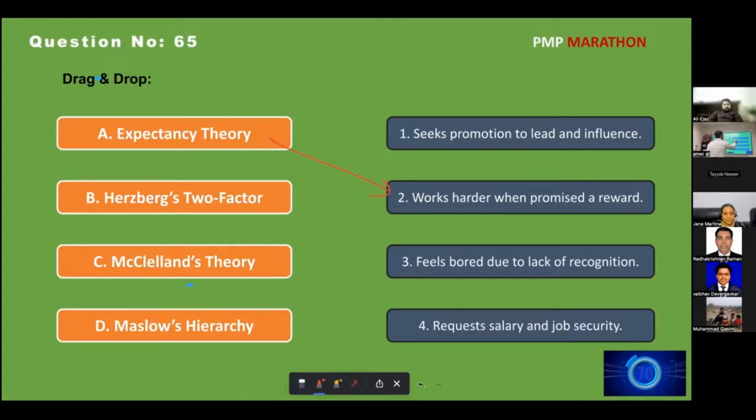Seek promotion to lead and influence: power, achievement, affiliation. This is McClelland's theory. Feel bored due to lack of recognition. Request salary and job security. You can take a picture of this. This came yesterday in the exam, I guess, yesterday or the day before yesterday.